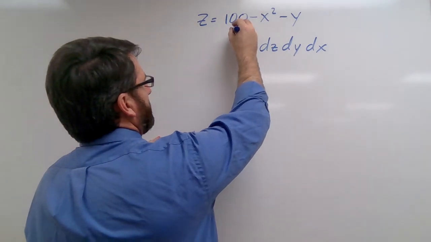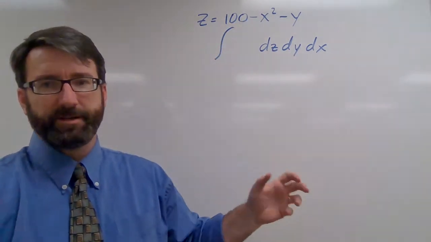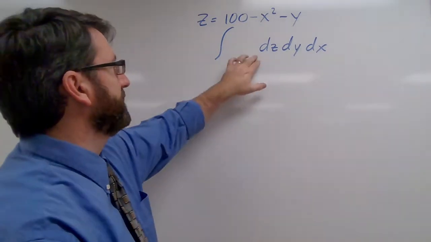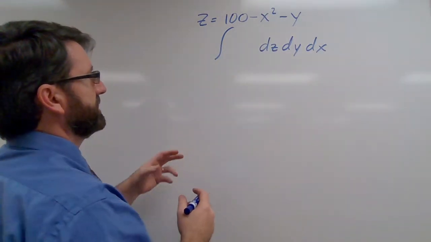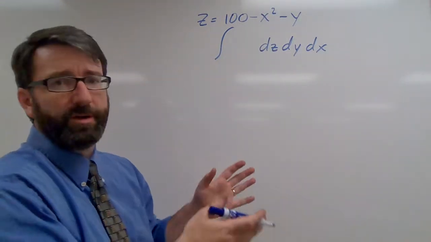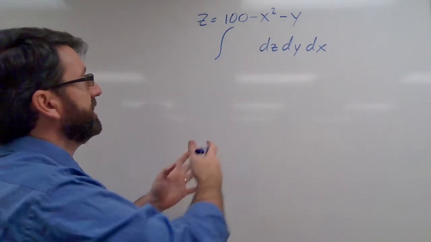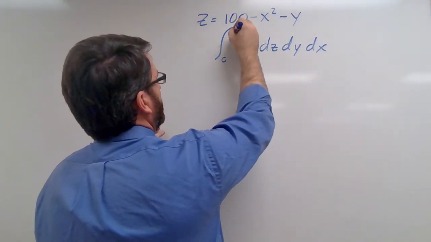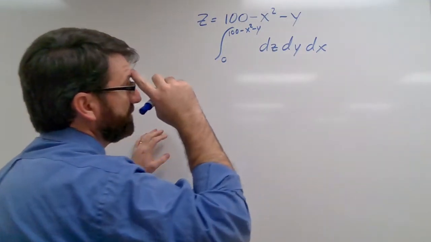And remember, we're not integrating some function over this region. We're just trying to find the volume of this region. So there's not going to be a function in here. We just need to find the limits of integration. So for z, we're going from z equals 0. Remember, we're bounded by the coordinate planes to this surface. So we're just going from 0 to 100 minus x squared minus y.